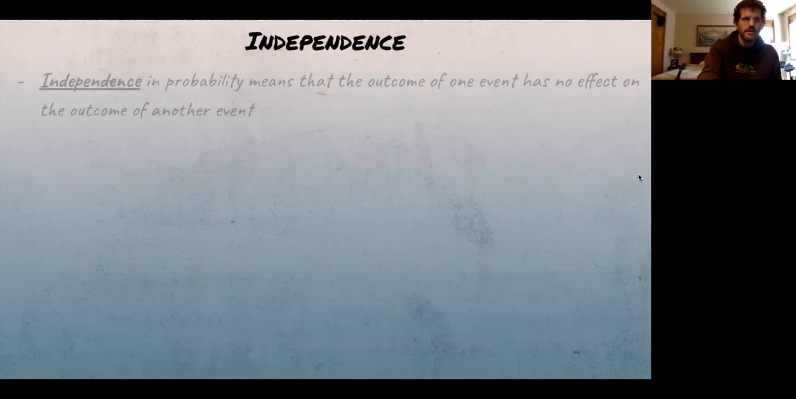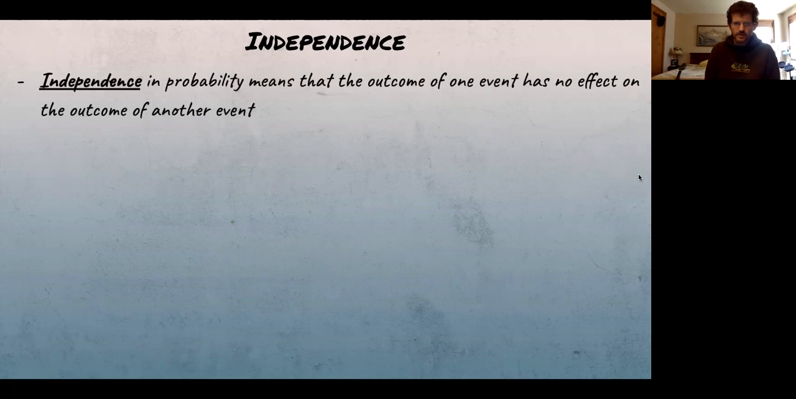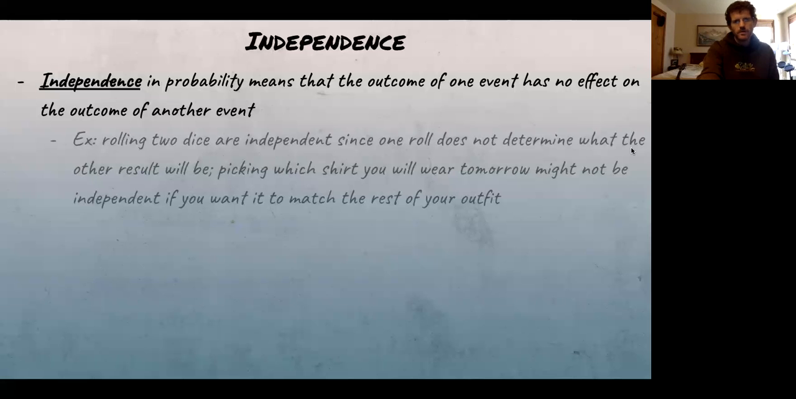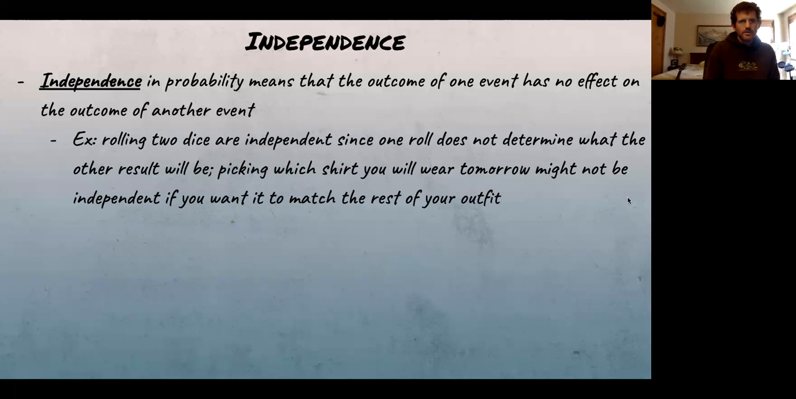Independence, okay. So independence, we talked about this to some degree, but in probability, it means that the outcome of one event has no effect on, and I should add something here, the probability of the outcome of another event. So the probability of one event happening has no effect on the probability of another. Okay, so again, going back to dice, those are a very clear example of things being independent, because no matter what I roll on the first die, it does not affect what I will roll on the other.